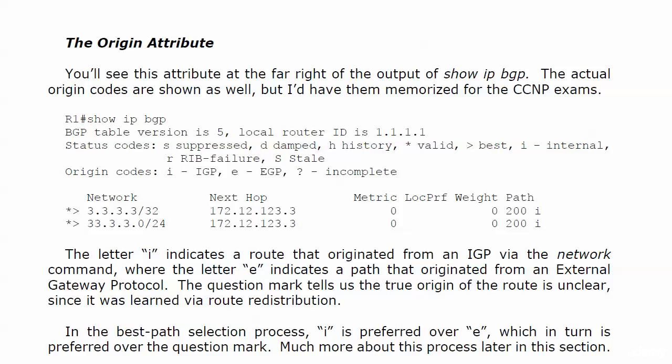And question mark for incomplete, that's not as self-explanatory in IOS help. What that means is the true origin of the route is unclear because it was learned via route redistribution. Now in the best path selection process, it's I over E over question mark. An internal route, IGP, is preferred for source over EGP, and in turn EGP is preferred over an unknown source. So much more about this process later in this section.